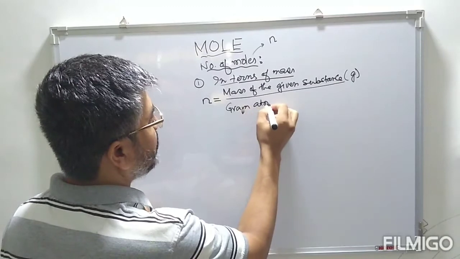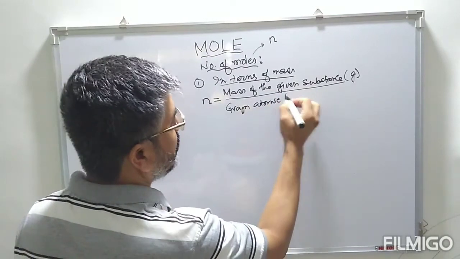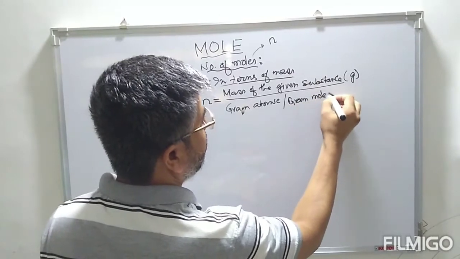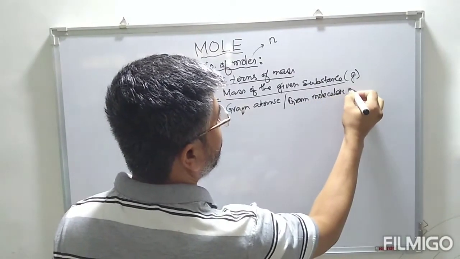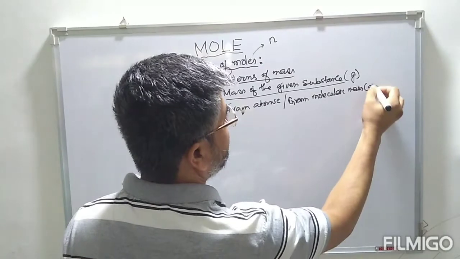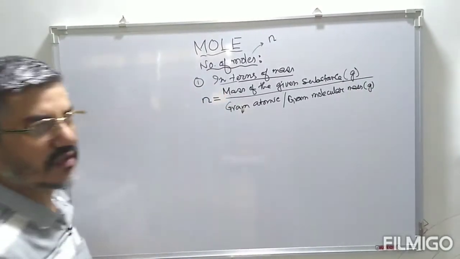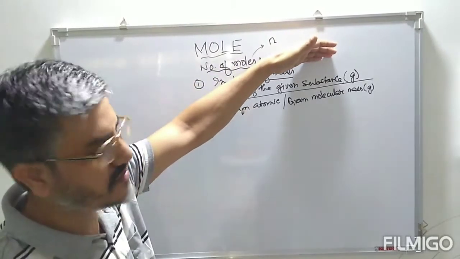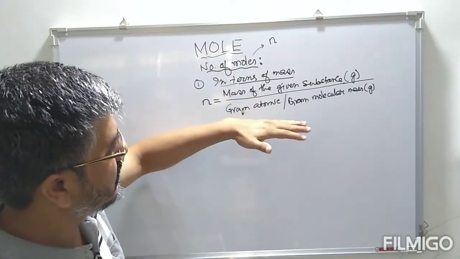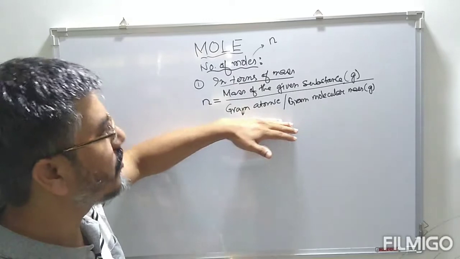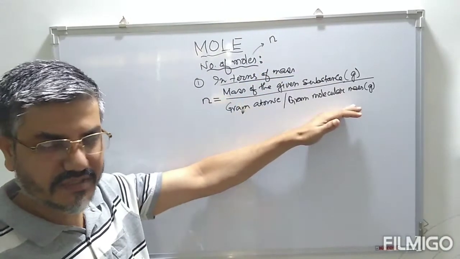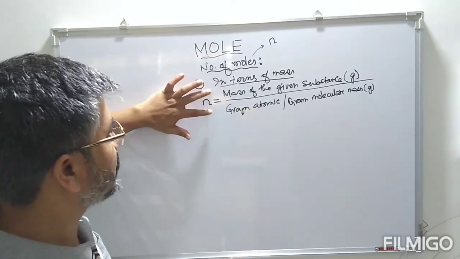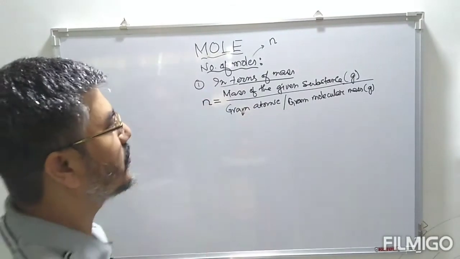the gram atomic mass or gram molecular mass. This must again be measured in gram units. So mass of any given substance divided by gram atomic mass or gram molecular mass. This ratio is defined as the term known as number of moles.